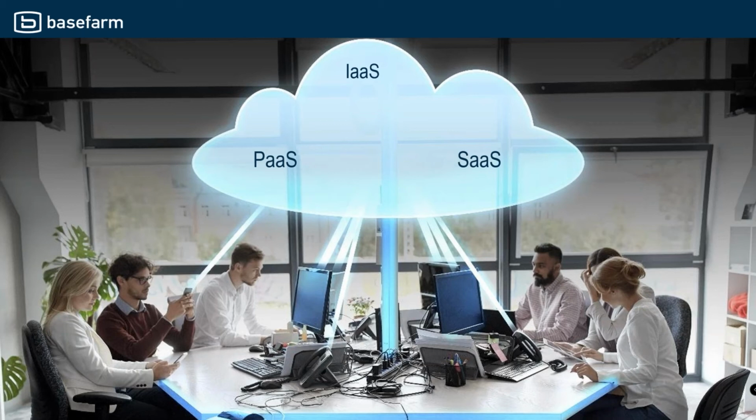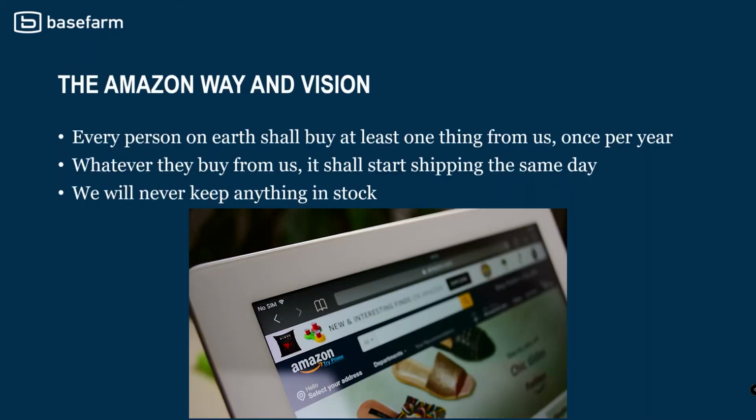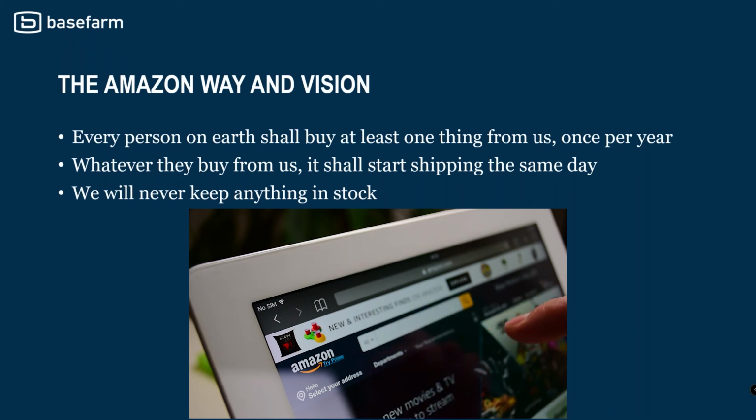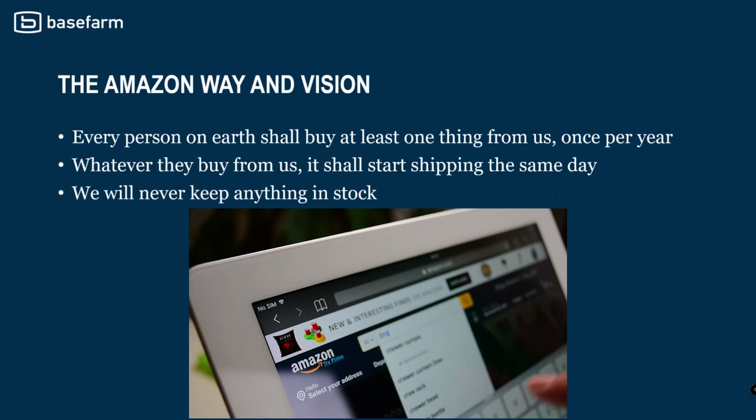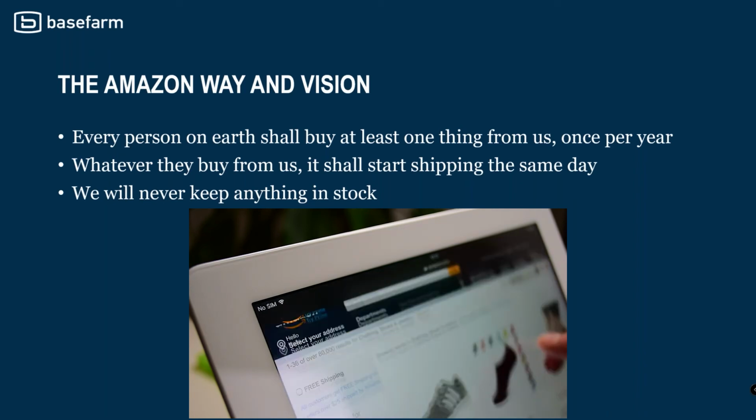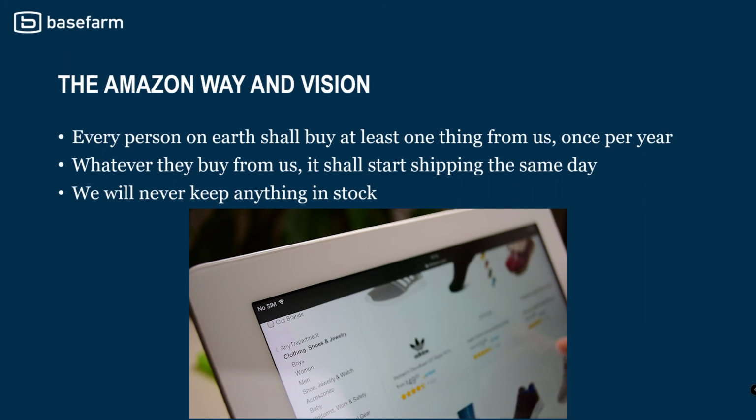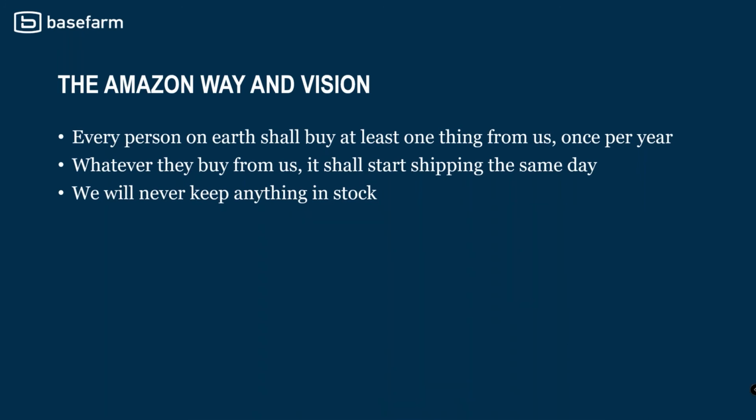To exemplify, if you're lacking in mission and vision and how this works, let's use Amazon as an example here. Every person on earth shall buy at least one thing from us once per year. Whatever they buy from us shall start shipping the same day, and we will never keep anything in stock. So this is their mission and vision. That's what guides them in every product. You can have this as an example. You have to figure out the how on all of this: what components are out there, which partners can do the shipping, how close to the point of production I need to be, et cetera.